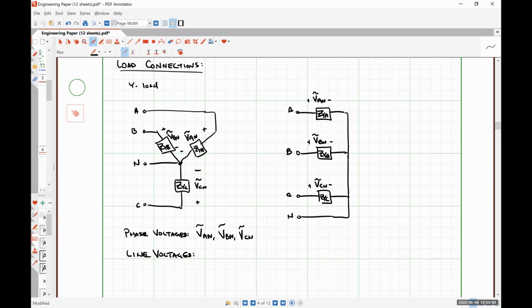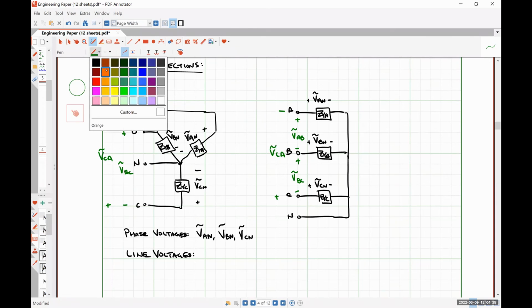For our line voltages, that's just going to be the drops over our transmission line. Here we have VAB. Here to here, we have VBC. Here to here, we have VCA. On this side, like this. And lastly, oh, I should write those down.